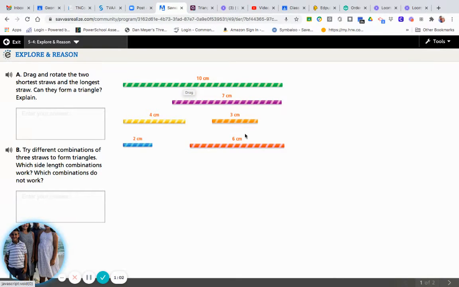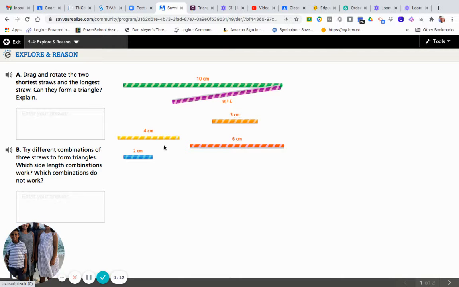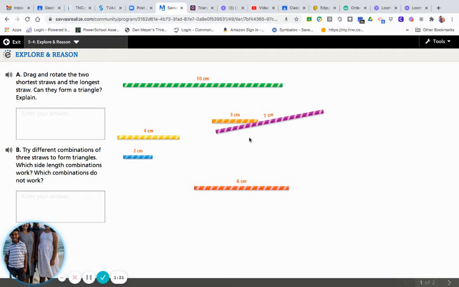These are our list of 5 side lengths. They're all in perfect proportion. So you have side lengths 10, 7, 3, 6, 4, and 2. Those are all side lengths. So the question is, which of these can we piece together that would make a triangle?